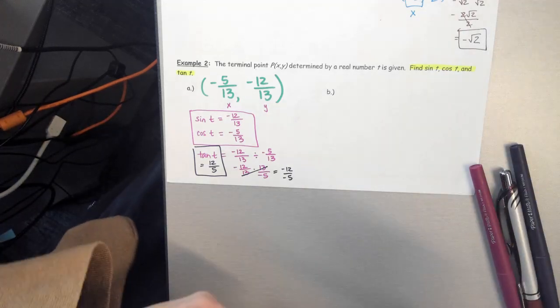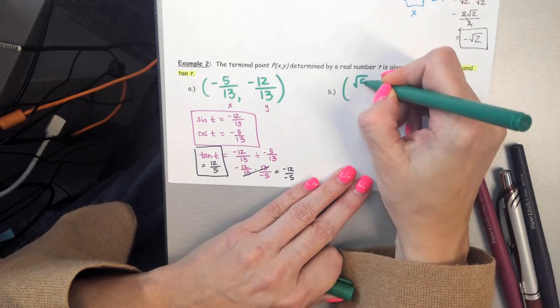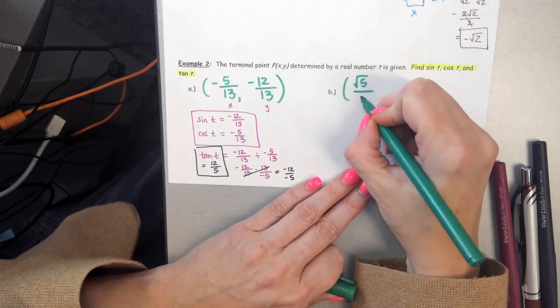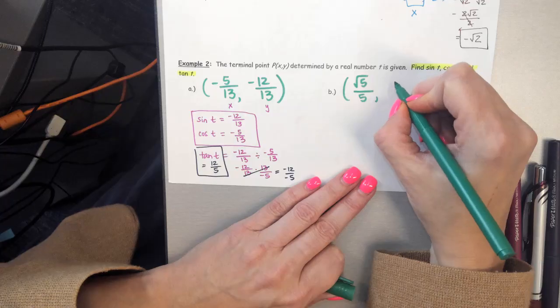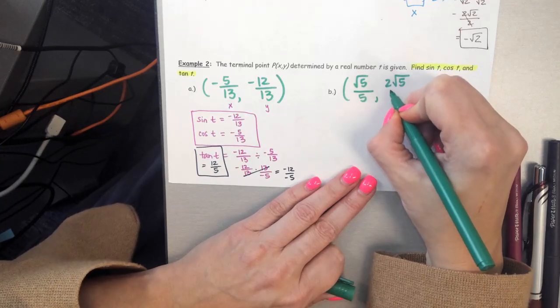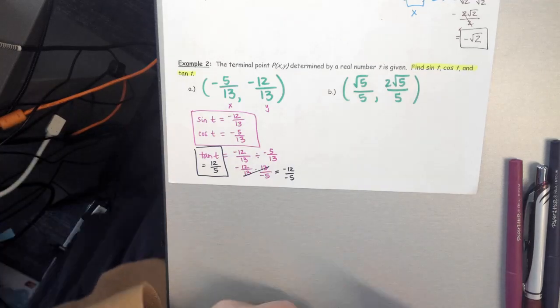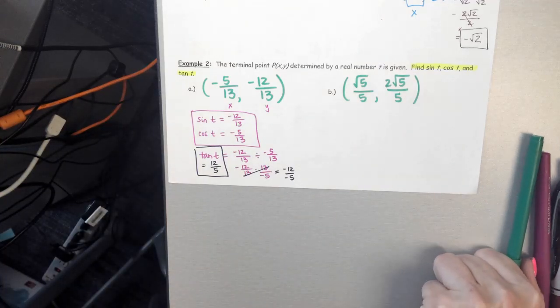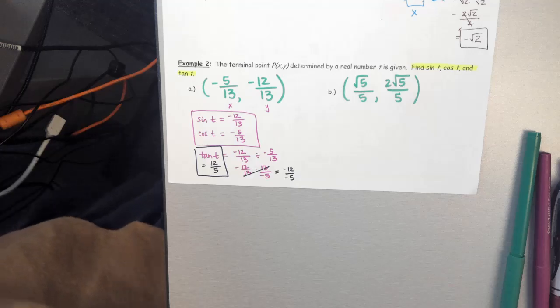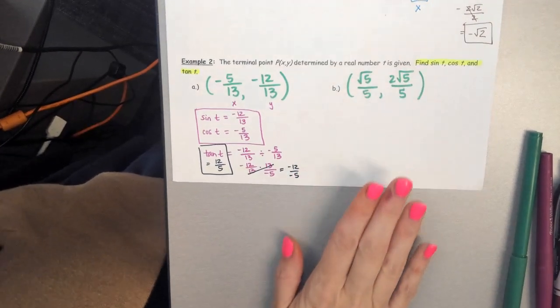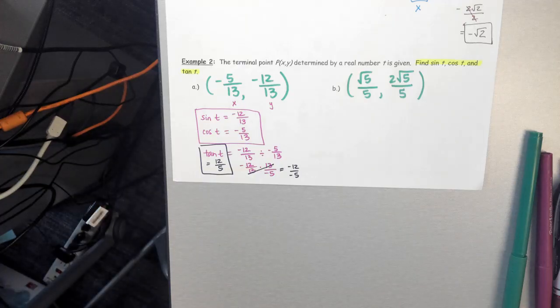All right, so I'm going to have you do part B. This terminal point P determined by a real number is given to you. Because it's a terminal point, we know it is on the unit circle. And then you are finding your sine, your cosine, and your tangent.